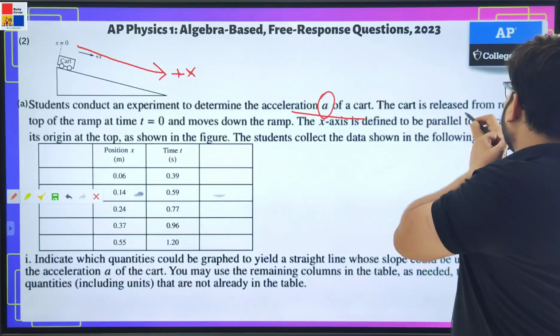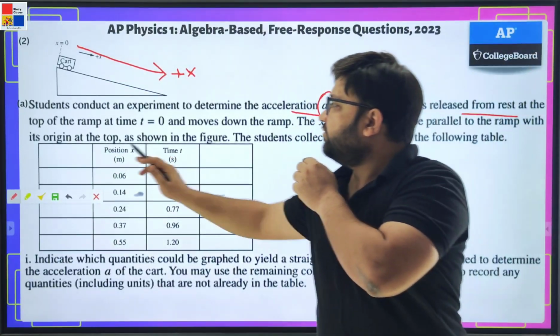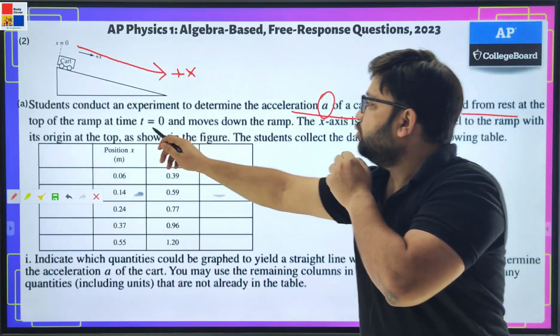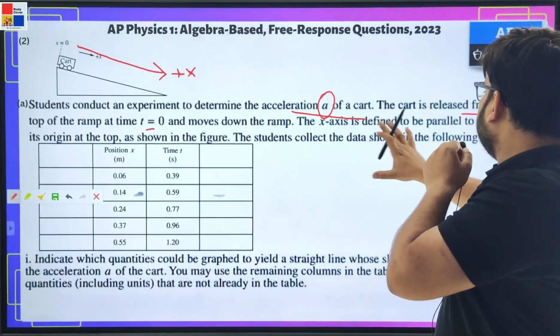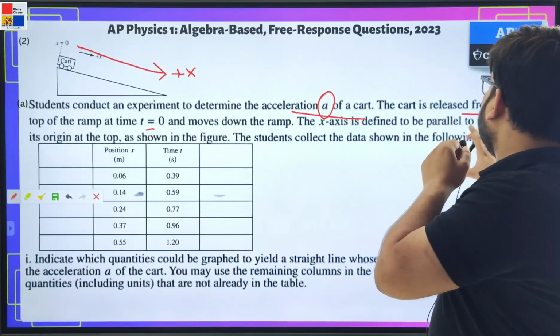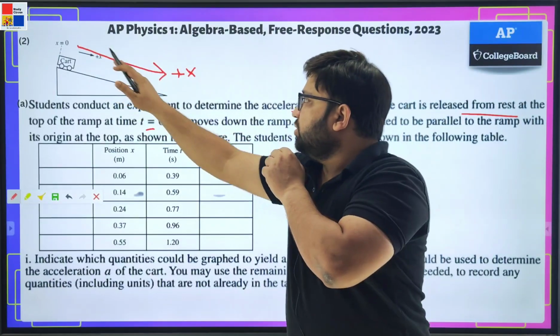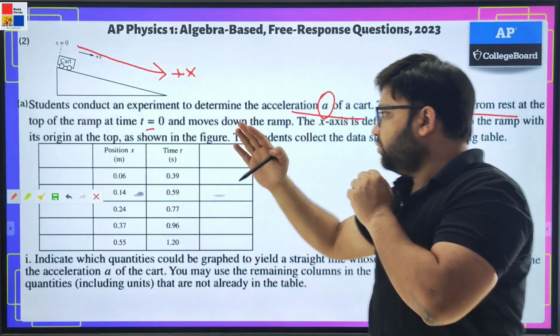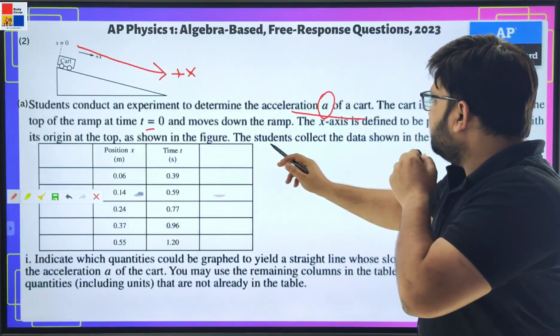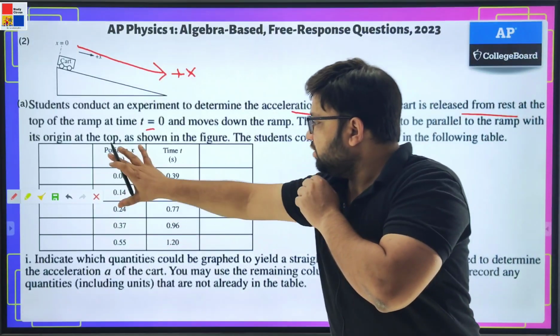It is released from rest at the top of the ramp at t equals 0, and moves down, obviously. The x-axis is defined parallel to the ramp, so this is the plus x-axis along the incline. The student collects the data shown in the table here.